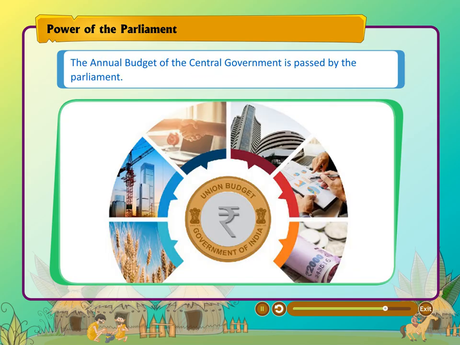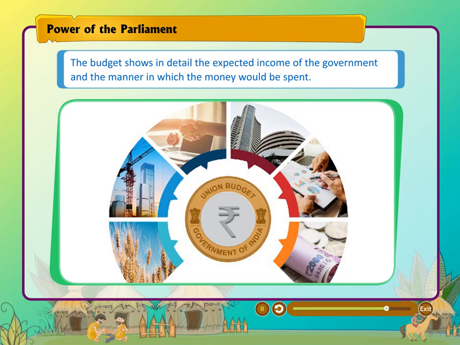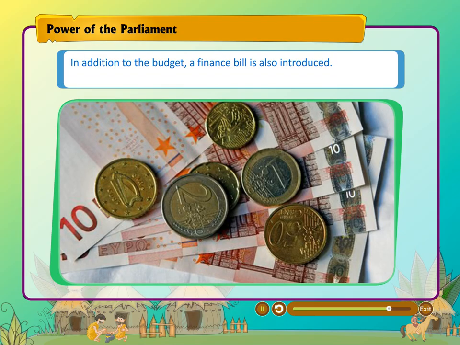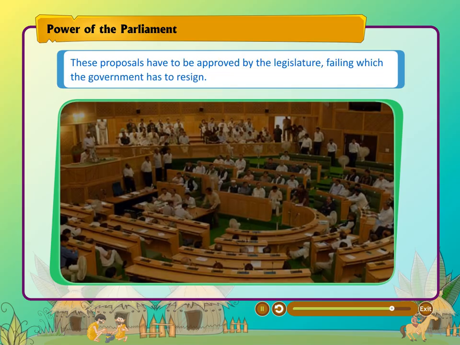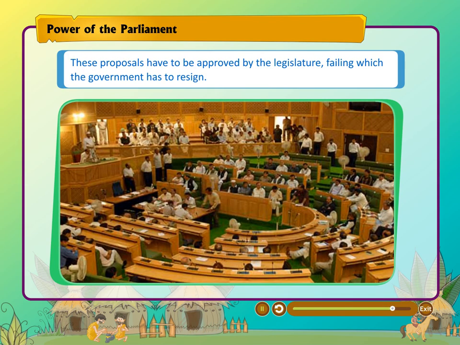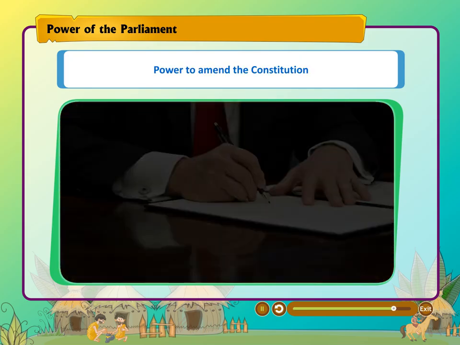Financial powers. The annual budget of the central government is passed by the Parliament. The budget shows in detail the expected income of the government and the manner in which the money would be spent. In addition to the budget, a finance bill is also introduced. It contains the proposal for new taxes as well as proposed changes in the existing taxes to meet the government expenditure. These proposals have to be approved by the legislature, failing which the government has to resign.